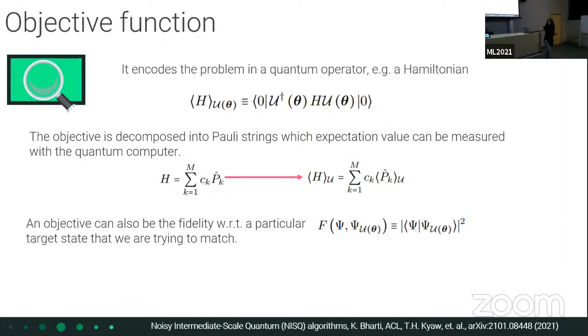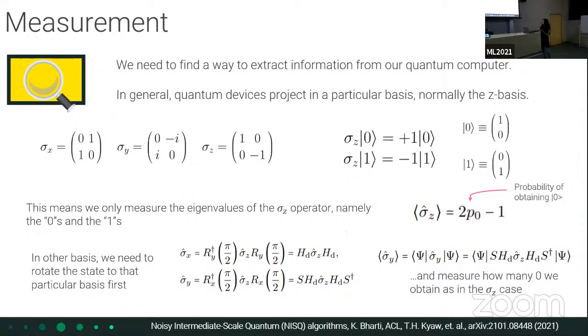Then the other part is the objective function. The main point here is that we have some operator, which could be a Hamiltonian or could be anything that can be encoded into a Hamiltonian form. In the end, we cannot measure the Hamiltonian itself. We need to decompose it into Pauli strings, which are these sigma matrices, which we can measure in our quantum computer following these kinds of rules.